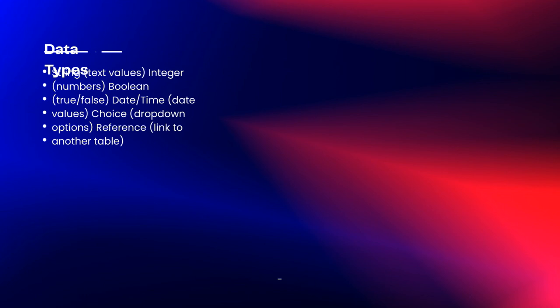Moving on, date time captures specific dates and times, essential for tracking events or deadlines. Choice or drop-down options give us predefined selections to keep data consistent and organized. Lastly, reference links to other tables, helping us connect related data across different parts of our database. Understanding these data types is crucial because they define how we store, interpret, and work with our information. Recognizing the right data type for each scenario ensures our data stays accurate and useful, which ties directly into our overall goal of effective data management.